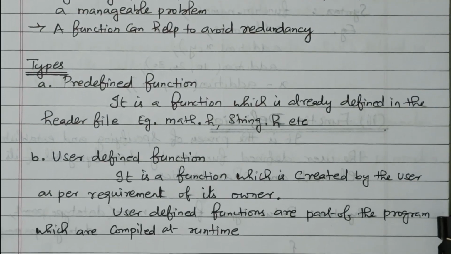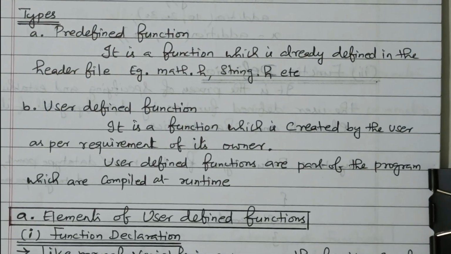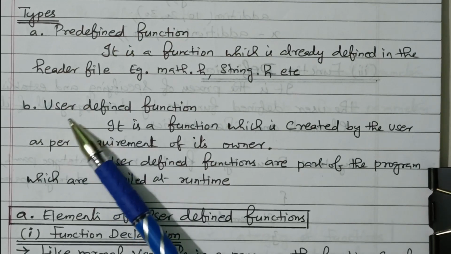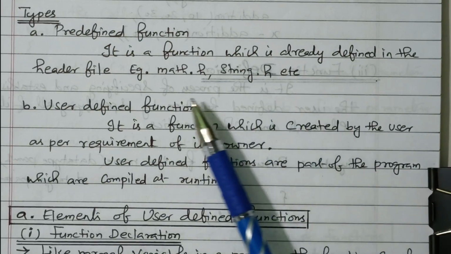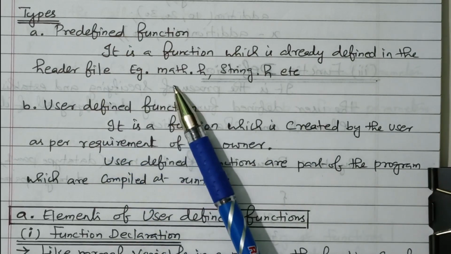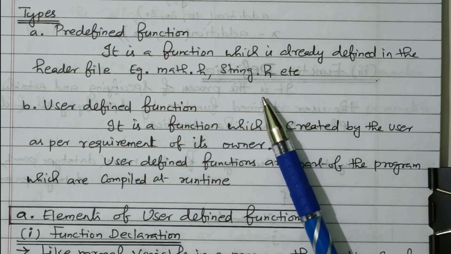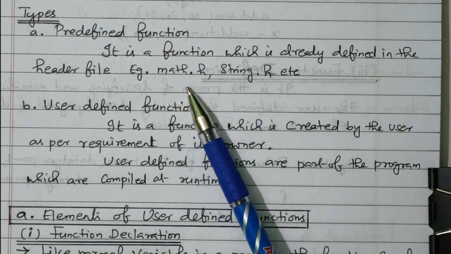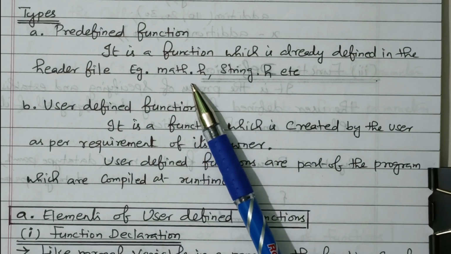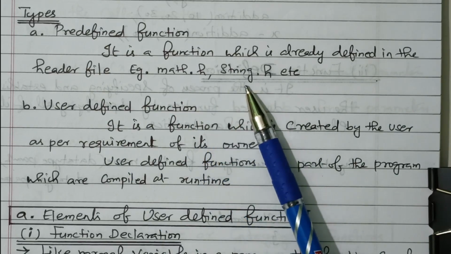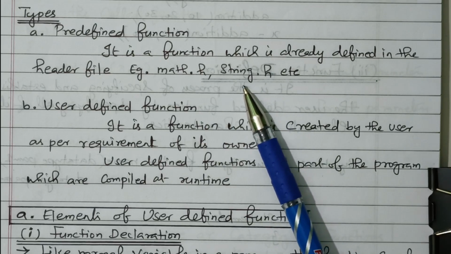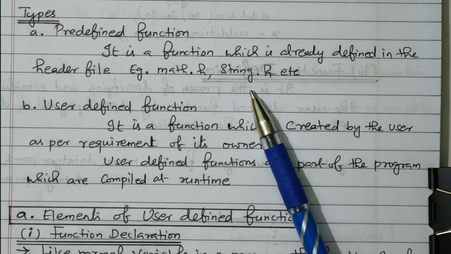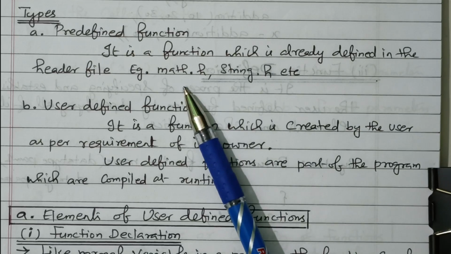First one is the predefined function. Predefined function means already available in the compiler itself. It is a function which is already defined in the header file, that is math.h, string.h, etc. This math.h will perform mathematical operations, square root, sine theta, tan theta, like that. String.h means it will perform string operations, string concatenation, string lower, string uppercase, string comparison. All these things will be done by string.h. So these things are already defined in the header file.